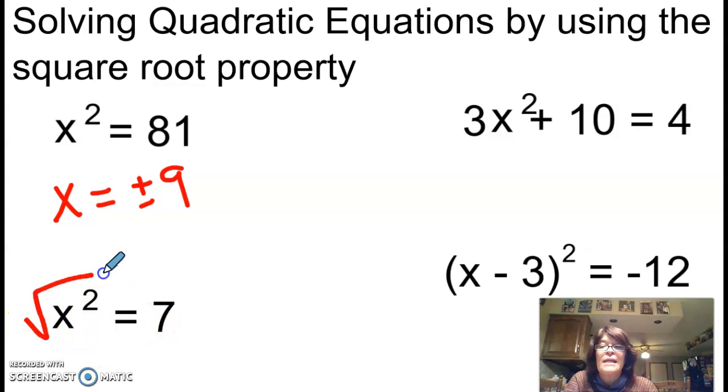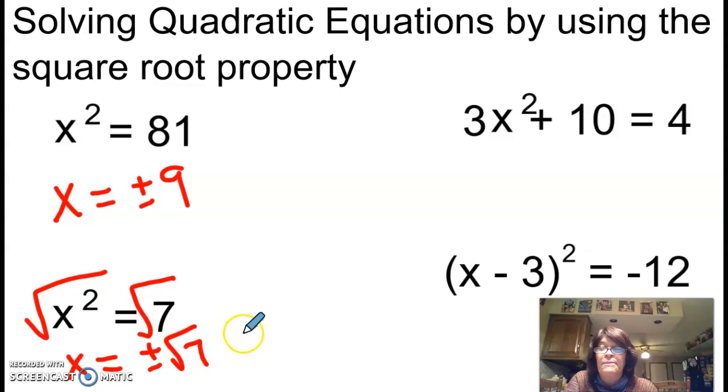Here, just because I can't take the square root of 7 and get a rational number doesn't mean I don't do the same exact thing. Okay, it's just that instead of getting a rational number, I get an irrational one. Two of them, actually. Positive square root of 7 and negative square root of 7. Okay, so sometimes you get rational numbers, sometimes irrational.